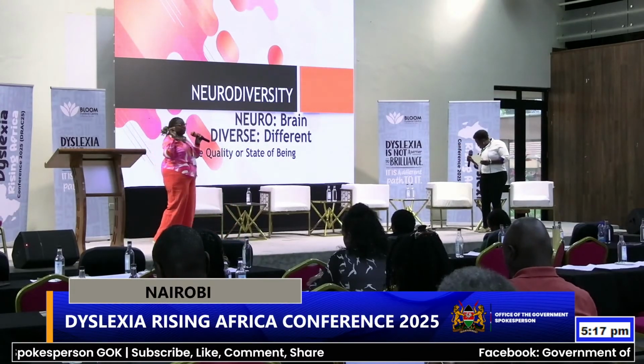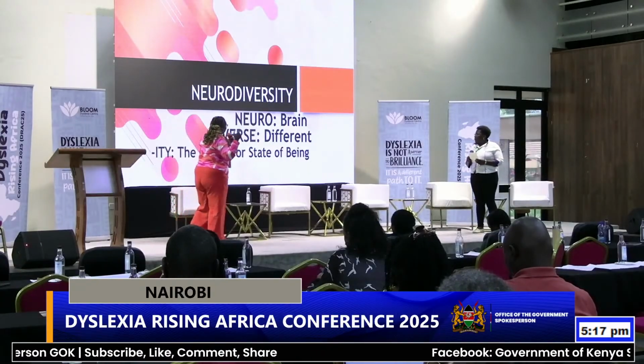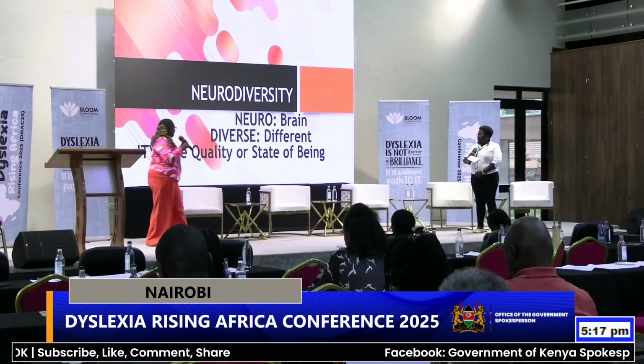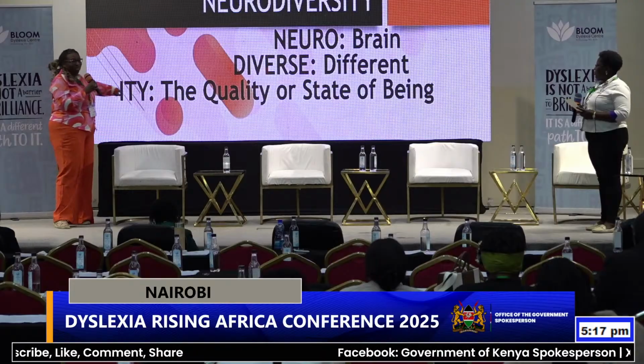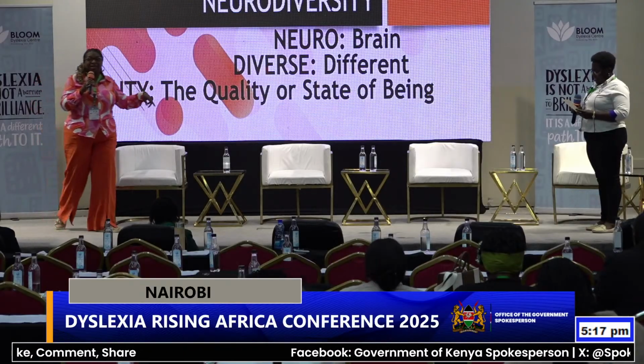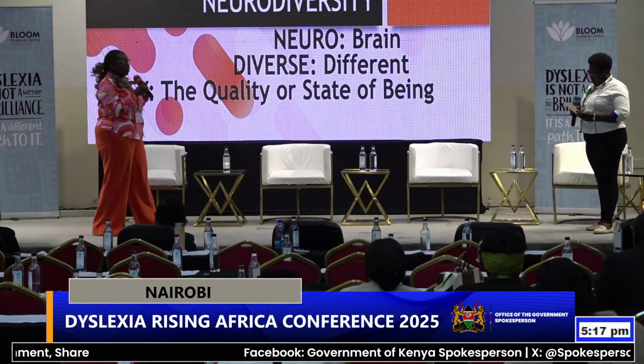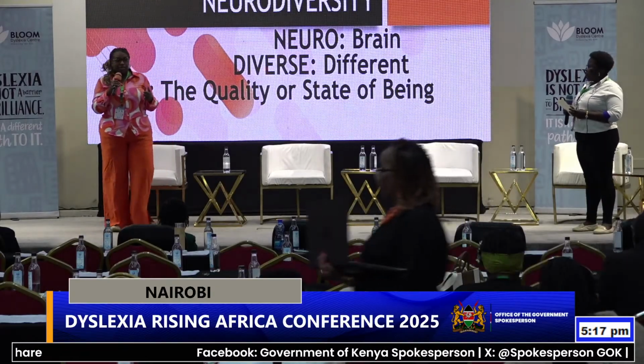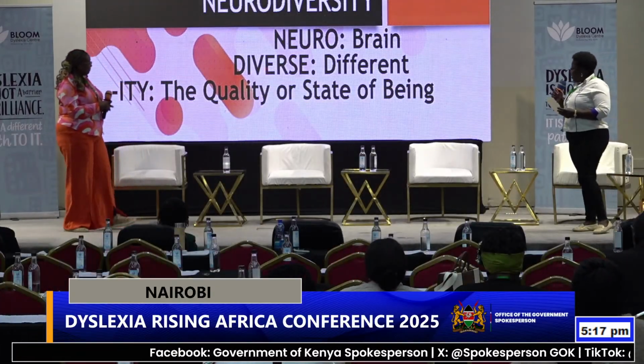Sure. So neuro means brain, diverse means different. And we all know our suffixes, right? The quality or state of being. So it is the state of your brain processing information differently. Okay, thank you so much.